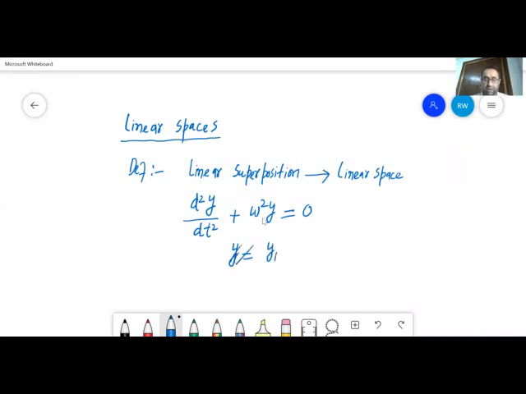Let me call them y1 and y2. But this is a property of the linear superposition, which tells me that you can always write down a linear combination of these solutions, and you will still have another solution. This property is called the closure property in mathematics.